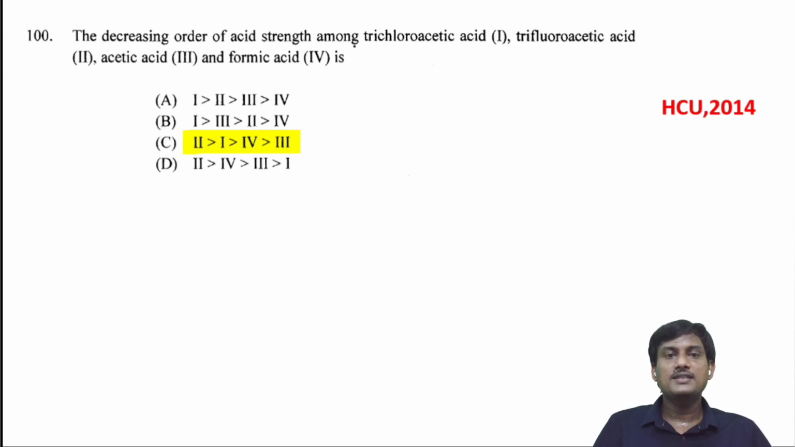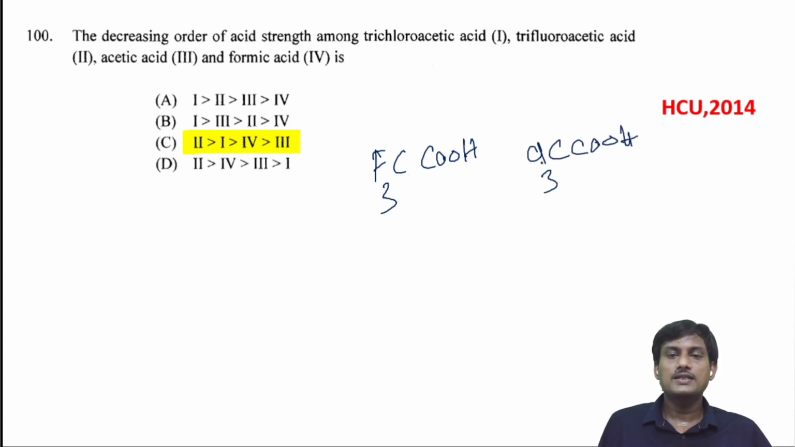The decreasing order of acid strength in trichloroacetic acid, acetic acid, and formic acid. Okay, as the electron withdrawing groups increase, CF3COOH. Here you have a strong electron withdrawing group when compared with CCl3COOH. So this is the order. Here you have three chlorines. The next one will be formic acid, HCOOH, and the next one is CH3COOH.